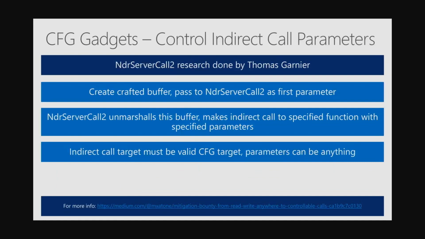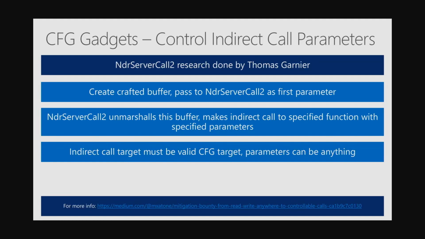Unfortunately, I don't control the parameters of any of those virtual function calls, so it's not super useful for me right now. But luckily, Thomas Garnier has already done some research in this area, and he found a really interesting function in the RPC runtime of Windows called NdrServerCall2. This function takes a single parameter, and when called, it will use that parameter to deserialize some data structures.